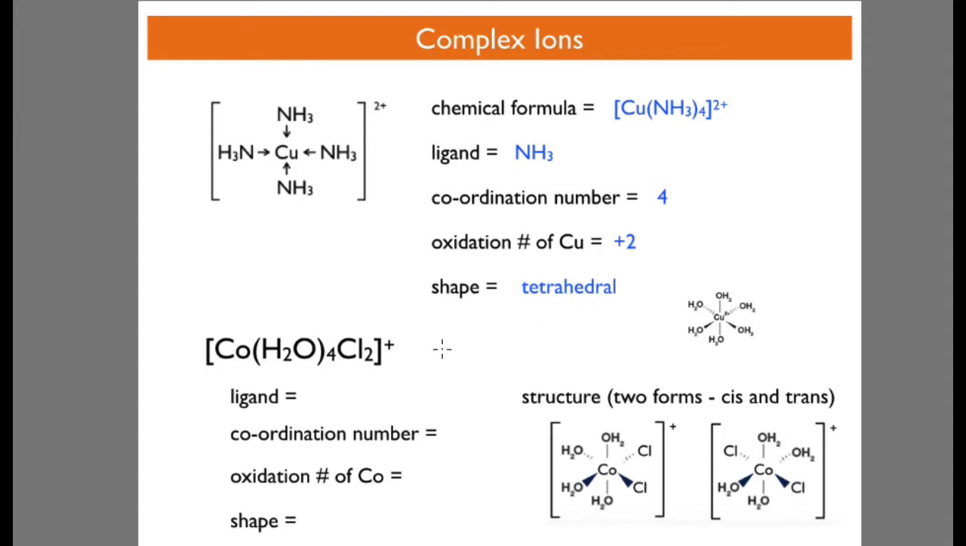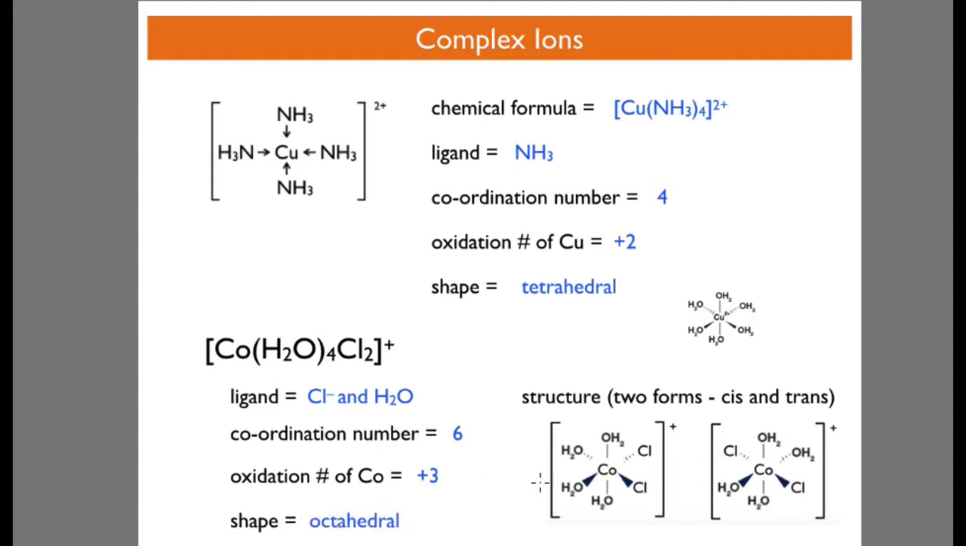Now let's have a look at this interesting cobalt ion here. Ligands are Cl minus and water. Coordination number 1, 2, 3, 4, 5, 6. Oxidation number of cobalt is going to be 3 plus. You've got 2 minuses provided by the chlorines here. You've got an overall charge of 1 plus, and so this has to be 3 plus to satisfy that. And the shape is octahedral.